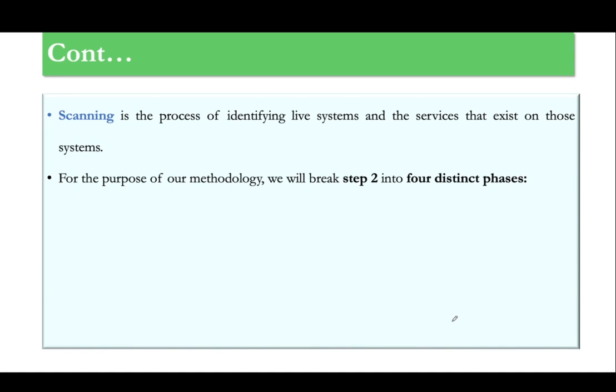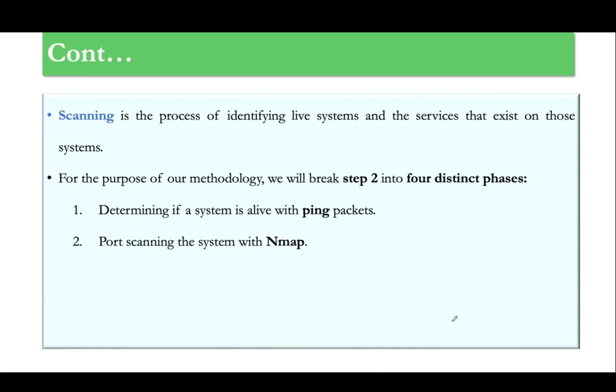For the purpose of our methodology, we will break the scanning phase into four distinct phases. First is determining if a system is alive with ping packets or not, that means checking whether the target system is reachable. Second, once it is reachable, we go for port scanning the system with Nmap. Port scanning means finding which ports are active on the target system, whether they are open, closed, or filtered.